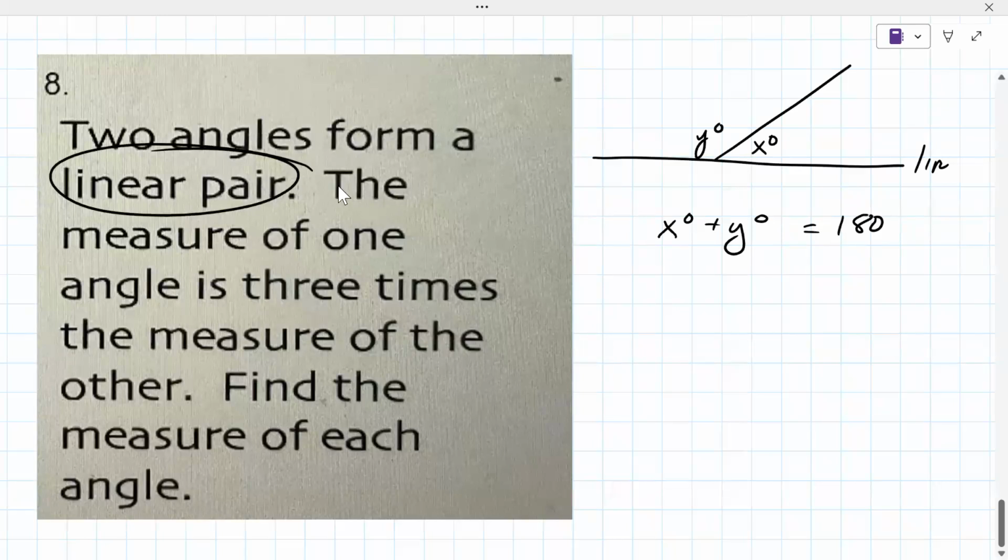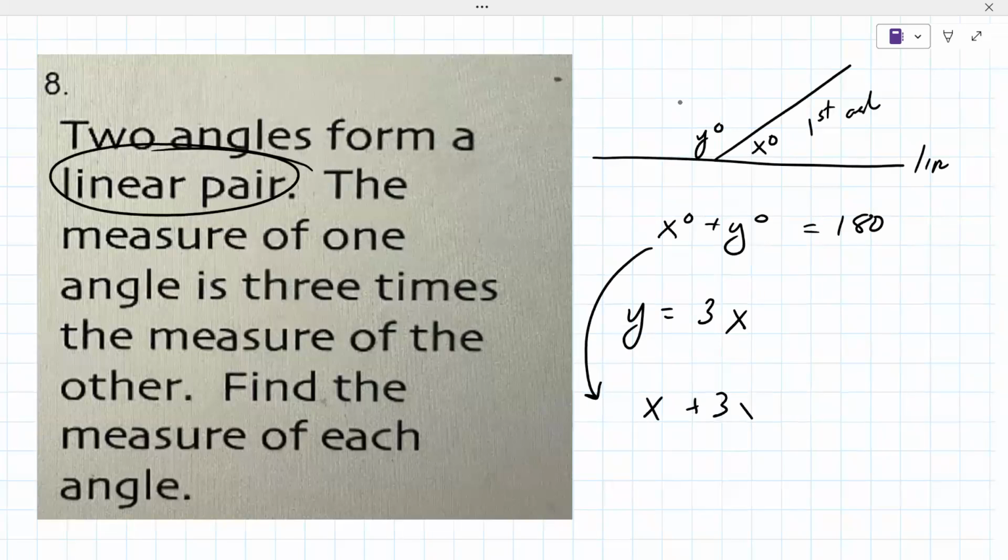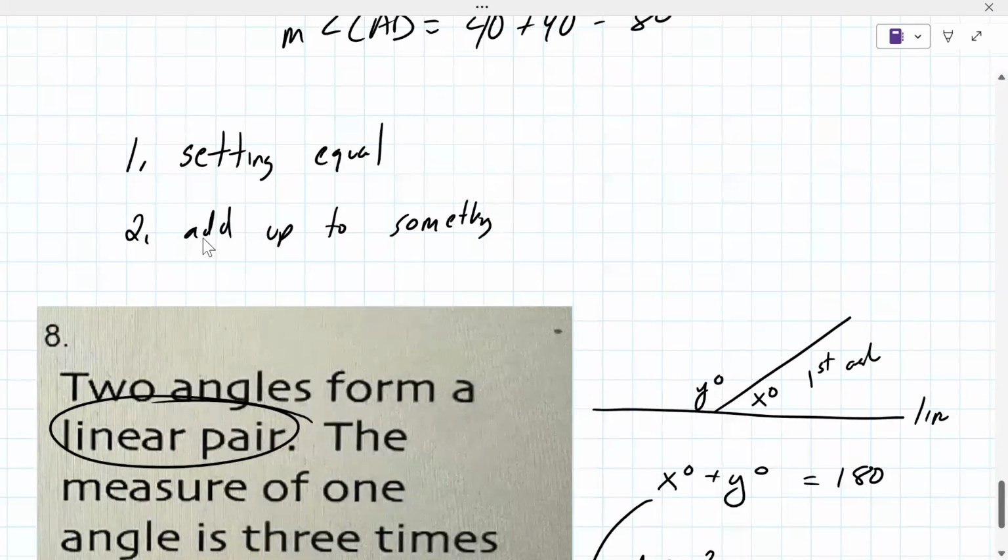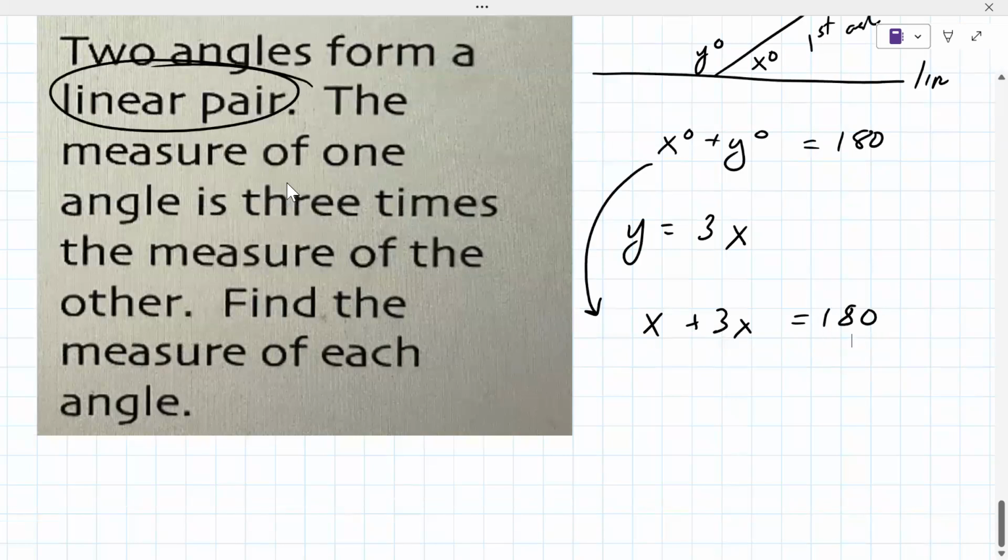All right. So the measure of one angle is three times the measure of the other. Let's say X is the first angle. Y is three times the measure of the other angle, 3X. So that means it's X plus 3X equals 180. So this is a scenario where your angles add up to something. In this case, they add up to 180 because it's a linear pair. All right, could you try solving this for X for us, please, down here in this equation?